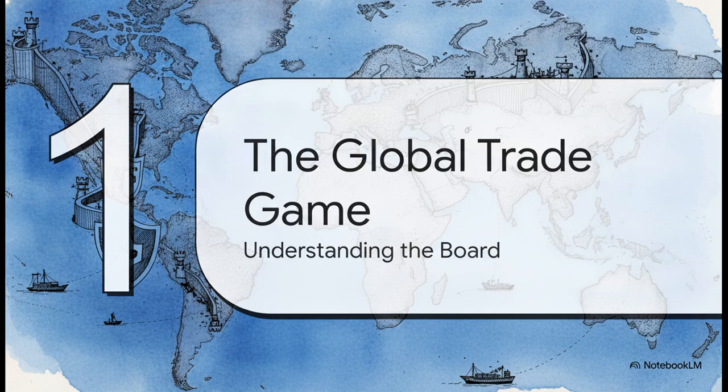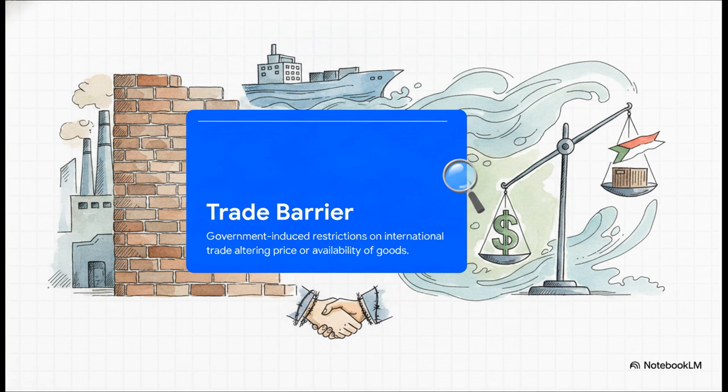To really grasp how nations compete on this global scale, we first have to understand the boundaries they set up to defend their home turf. Now, economists absolutely love the idea of unhindered free trade, right? The whole theory of comparative advantage, the idea that nations should just specialize in what they do best and trade for the rest. But in reality, governments don't usually play by those rules.